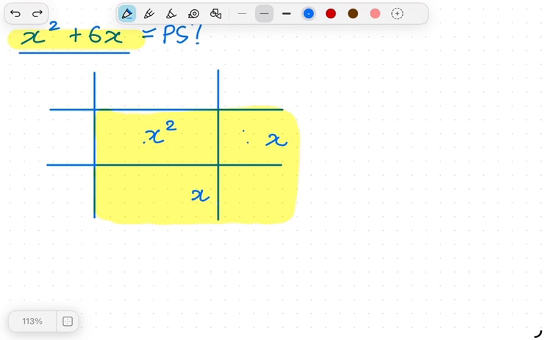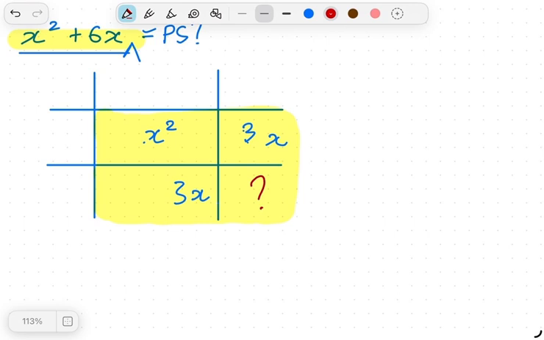So let's say we know this is 6. Let's say it's 3 and 3. But we don't have a c value here. We don't know what this value is. And with that, we cannot complete the square.